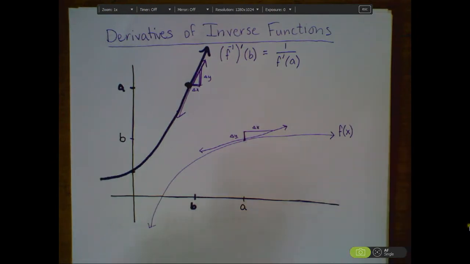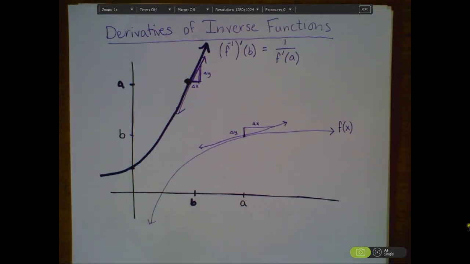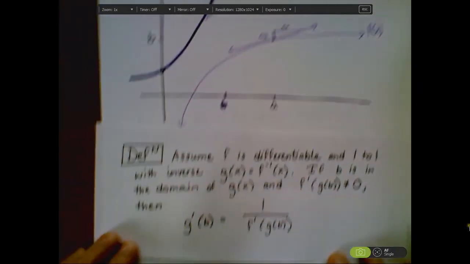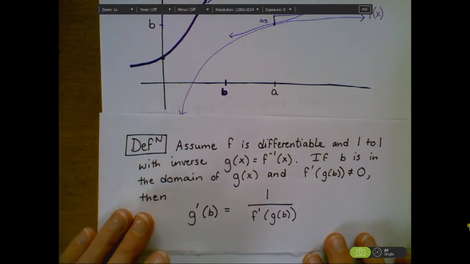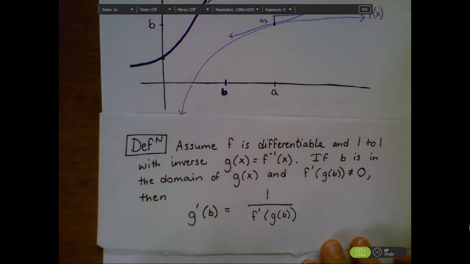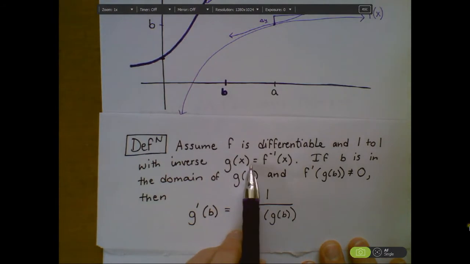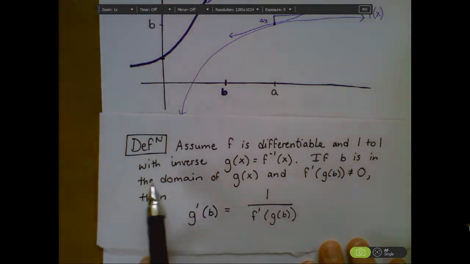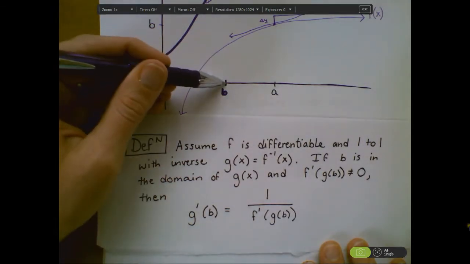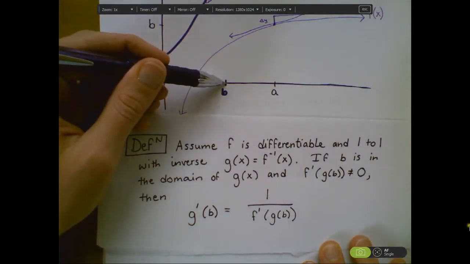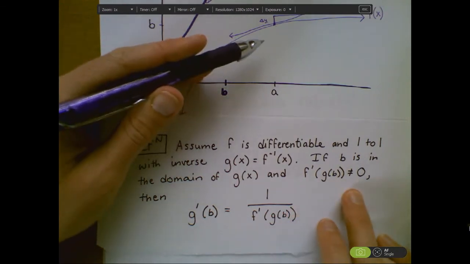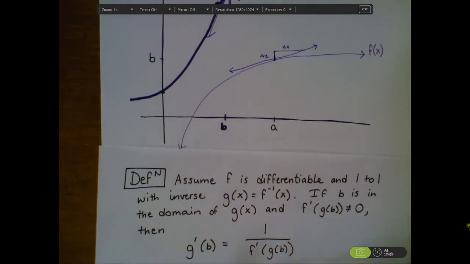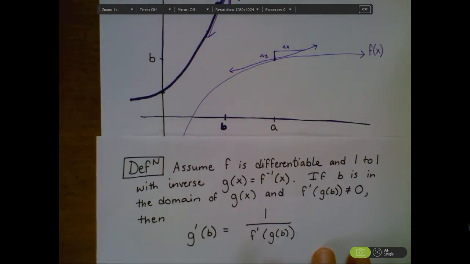So let's look at that formally without all of the pictures behind it. What did we just say? Here's my formal definition. I'm going to assume that f is differentiable and 1 to 1, and my inverse g of x is the inverse of my f function. So if b is in the domain of g of x, meaning that b is an input for my g of x function, and the derivative of my f function is not equal to 0, then we get this big conclusion.